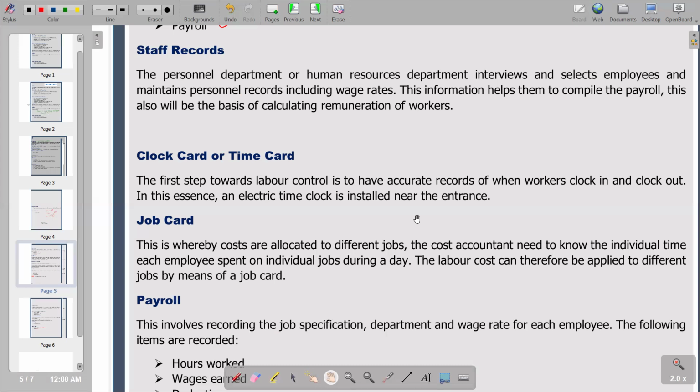We see that it contains the actual labor costs that relate to each and every job. So we are saying that the labor cost can therefore be applied to different jobs by means of a job card.